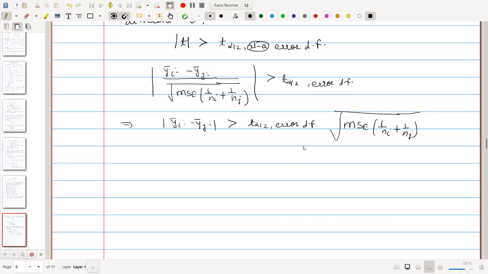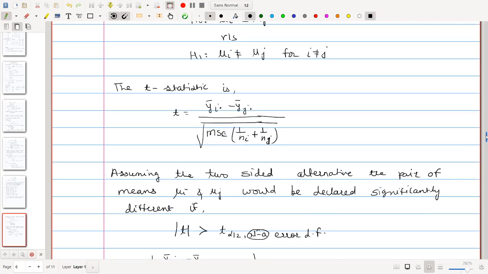Now Fisher defined this quantity as the least significant difference. If the absolute difference of any two treatment means is greater than this one, then we reject our null hypothesis. That means we declare their corresponding means are significantly different.